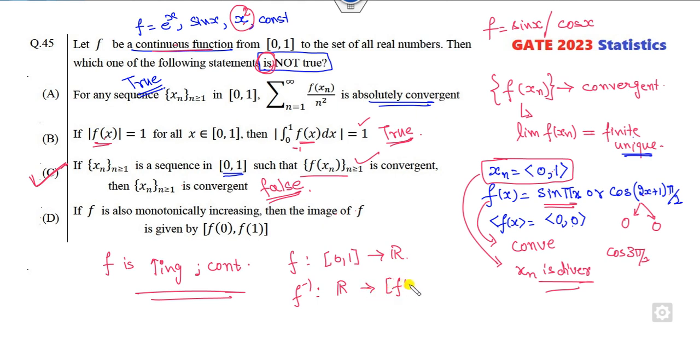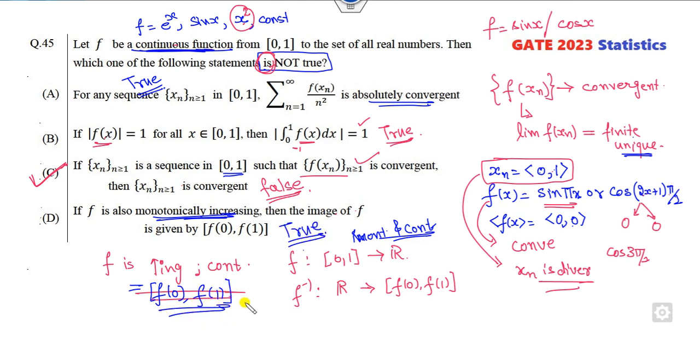goes to f of 0, f of 1, when your f is a monotonic function and f is continuous, and both properties are satisfied. F is continuous, f is increasing. So what is the meaning of that? F maps from 0 to f of 1. So this is my correct statement.